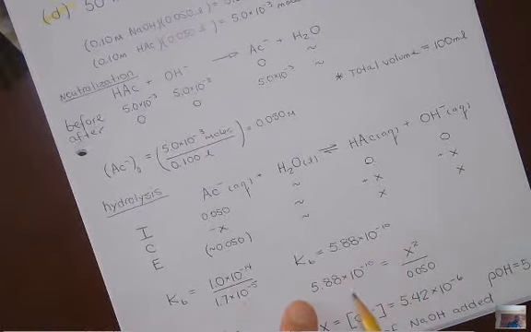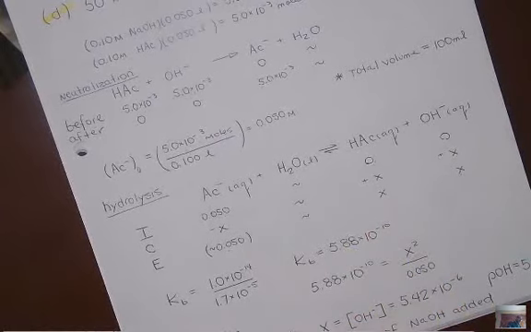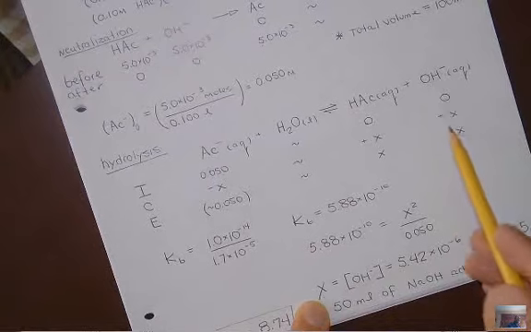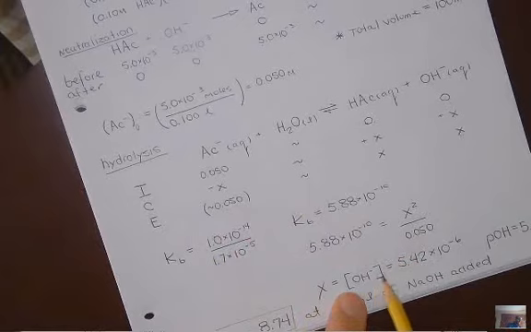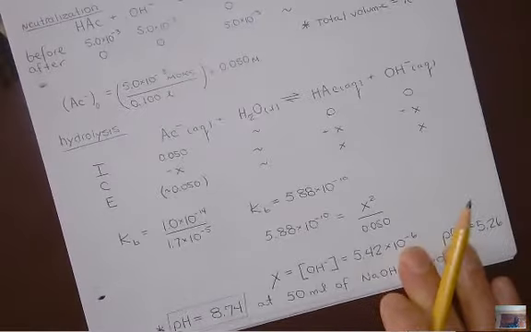Okay, going back up to here, Kb is equal to x squared divided by 0.05. Solve for x. So how do I do that? I take this number times 0.05 and then take the square root. X, among other things, is the hydroxide ion concentration. Look at what x is: hydroxide ion concentration at equilibrium. So once I know what x is, it's 5.42 times 10 to the minus 6. I can get pOH by taking the log of this number and dropping the minus sign. The log will come out to negative 5.26, so the pOH is 5.26.